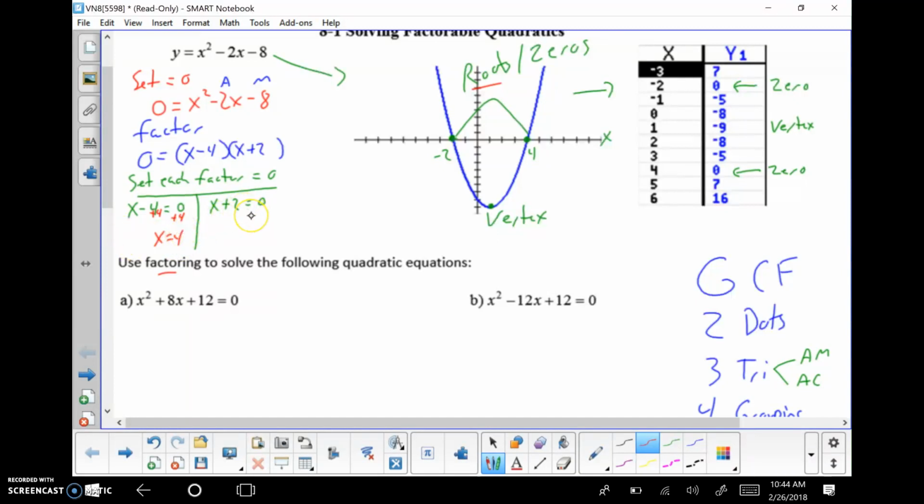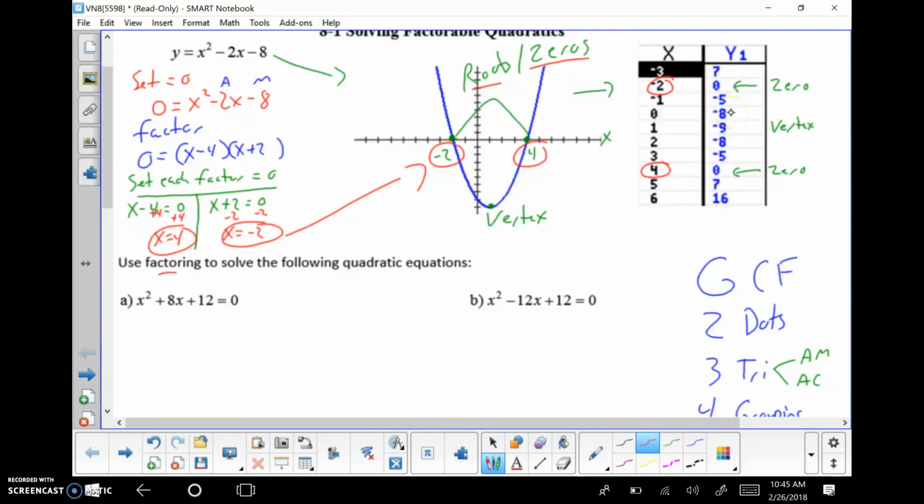For this other one, for x plus 2 equals 0, we subtract 2 from both sides, so x equals -2. So we have -2 and positive 4. What did we just find? We just found the roots, -2 and positive 4. And so, that's why they're called zeros.